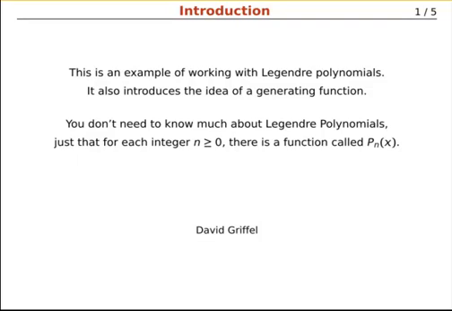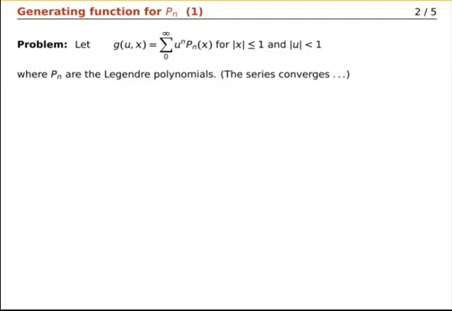We're going to work an example here using Legendre polynomials, which also introduces an idea that is actually very widely used in various branches of mathematics, a generating function. And you don't need to know much about Legendre polynomials. Essentially, what you need to know is really that for each integer n, Pn is a polynomial of degree n, and that's about it.